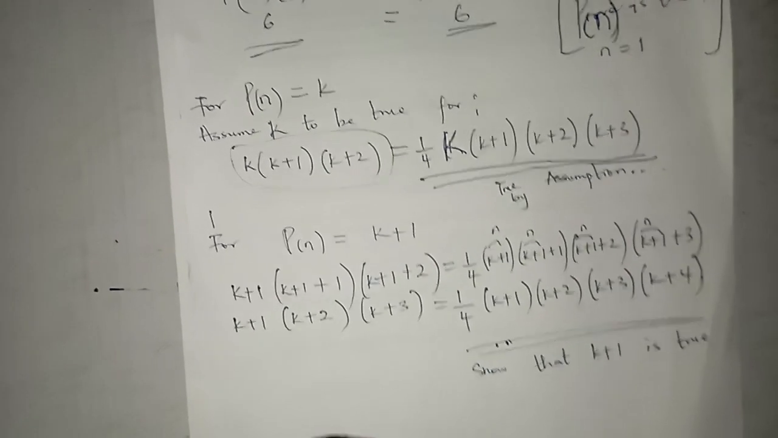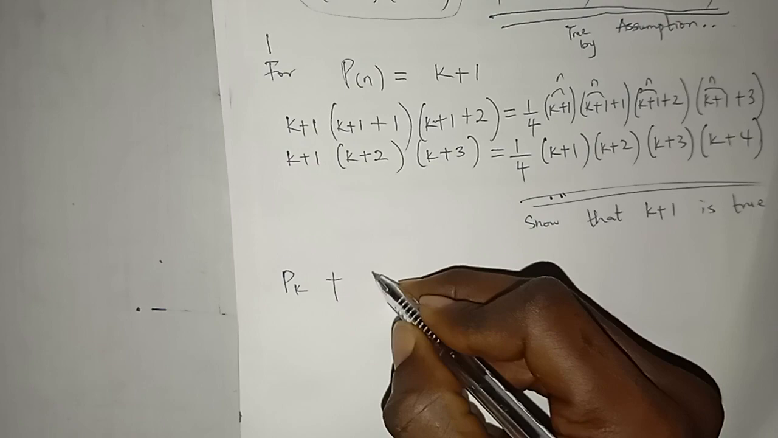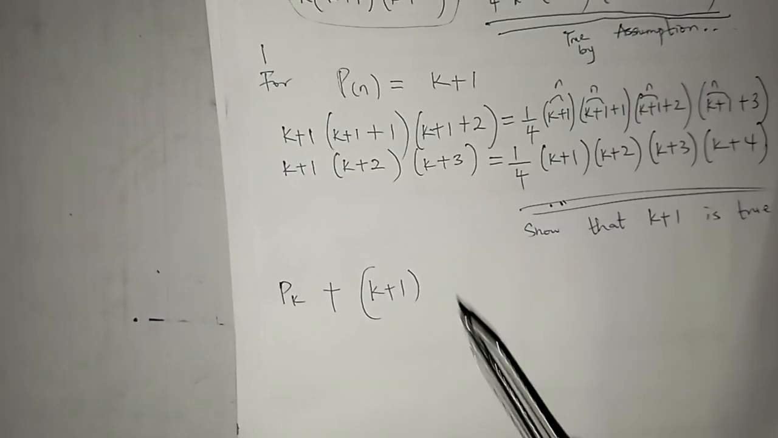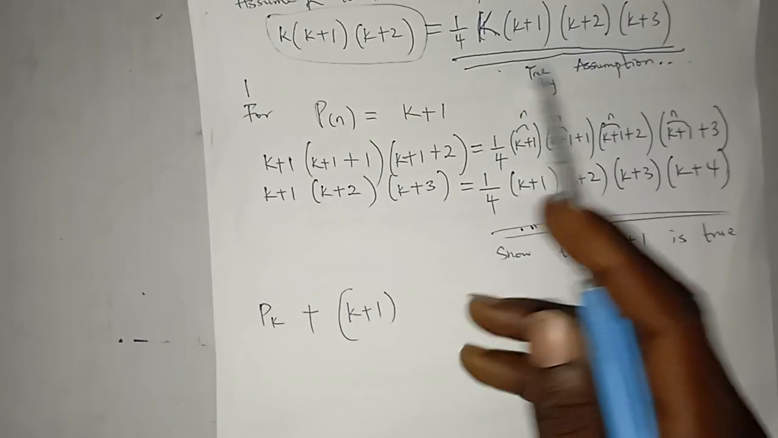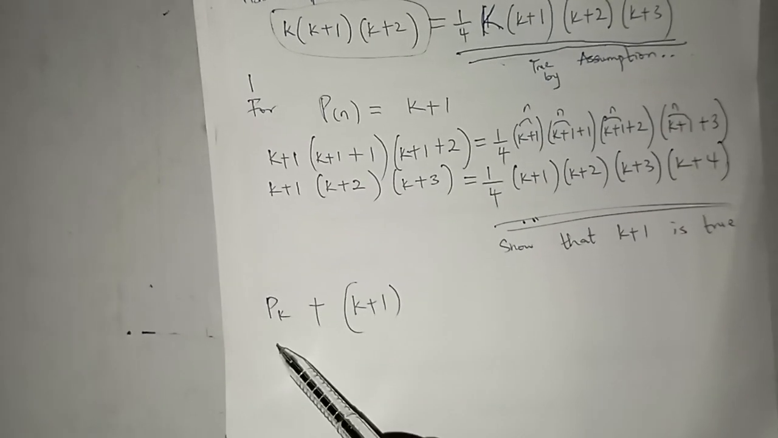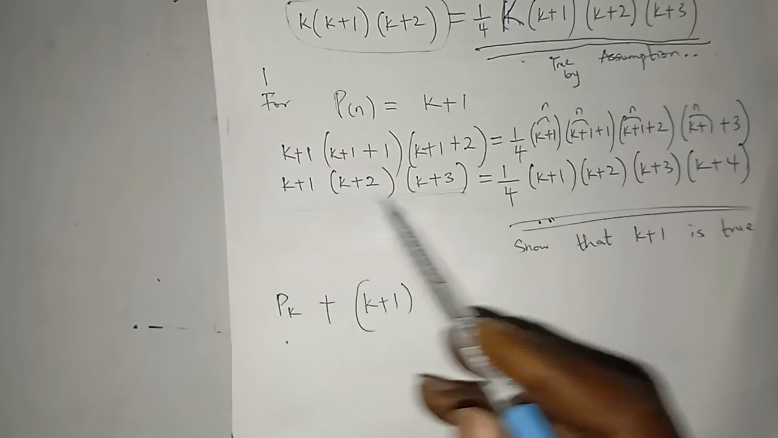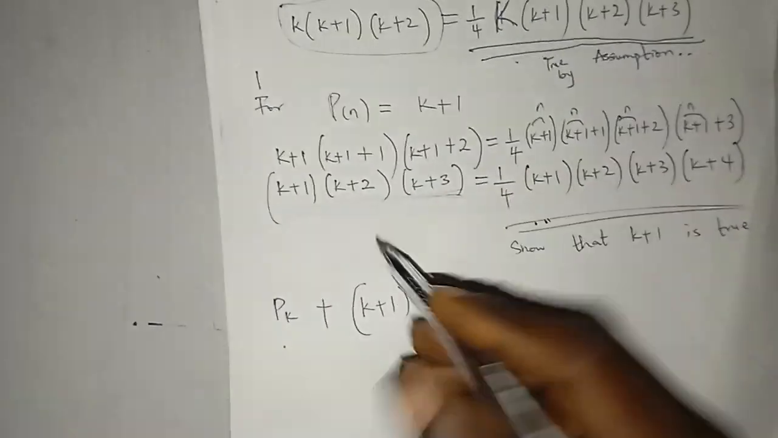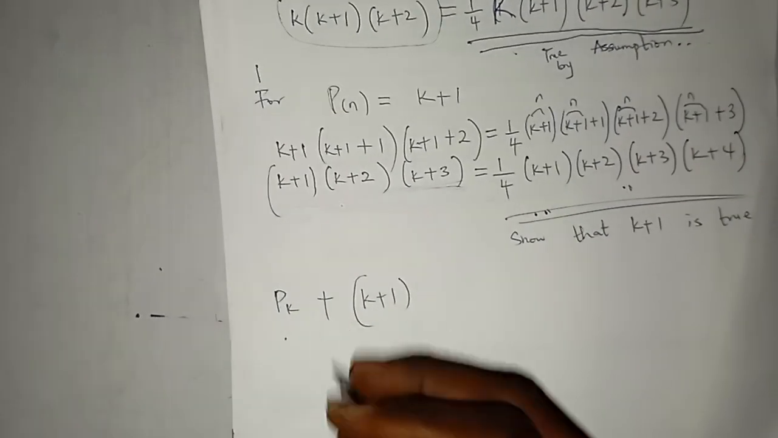And how do we show it? We will use pk plus k plus 1 term. And what is k plus 1 term? First of all, this is our pk, the one we got by assumption. We'll bring it, plus k plus 1 term is simply everything here. That is what gave us this. So we'll bring down k plus 1 term. So let me bring it.